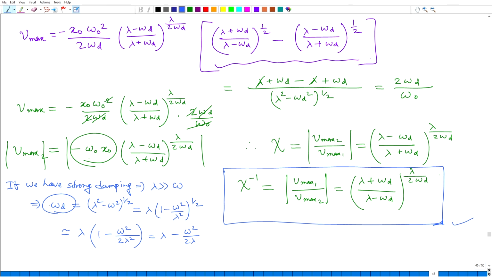If we have this value of omega d, then what to do? Then of course, this chi inverse will simply be equal to, so I can write then lambda plus, so omega d is nothing but lambda minus omega square by 2 lambda, okay, by lambda minus omega d. So, from this condition you know lambda minus omega d will simply be omega square by 2 lambda, okay, whole to the lambda by 2 omega d.